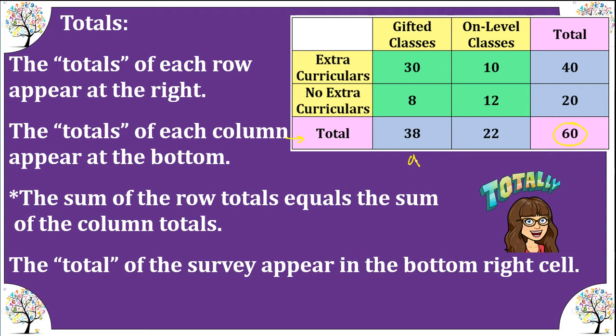Then we have the totals at the bottom of these columns. So this total is the total number of folks that take gifted classes. 22 is the total number of folks that were surveyed that have on level. Now let's look at these totals in the right column, all the way at the end. So 40 represents the total number of folks surveyed that have extracurriculars, and 20 are folks that were surveyed that do not have extracurricular activities. So we have several different totals. Again, this is the total people surveyed.